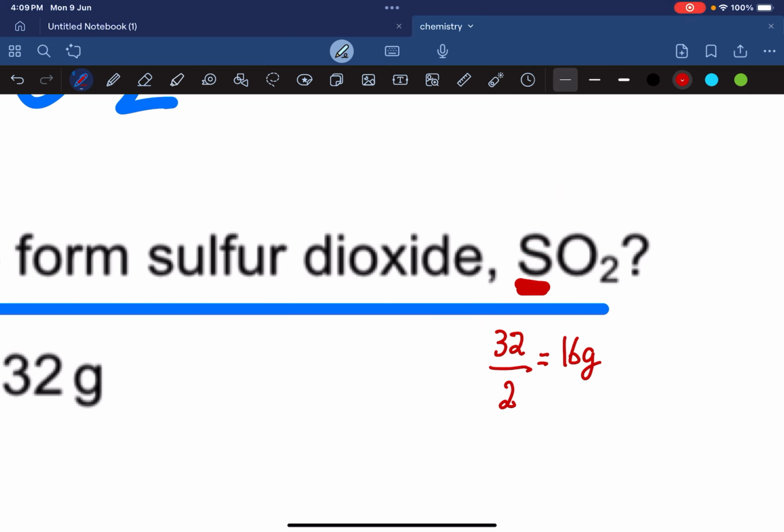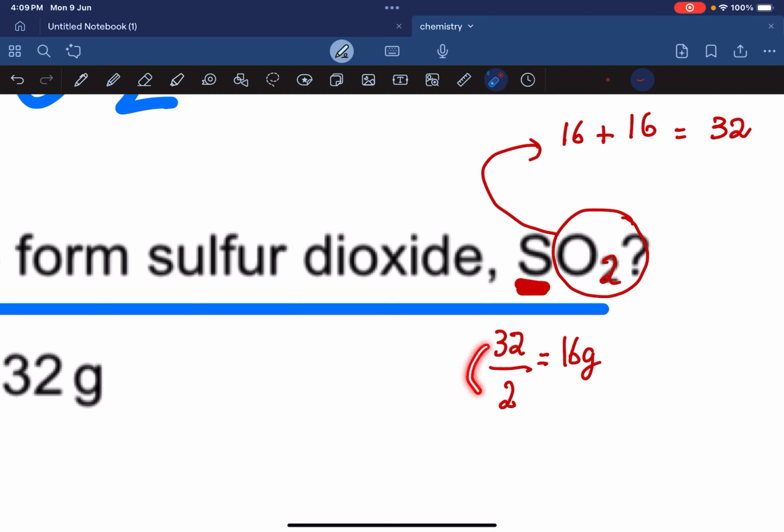Now, moving on to the next part, we have to find out the mass of oxygen that reacts with it. In this entire compound, how many oxygens are we taking? We're taking 2 oxygens, okay? So far clear? We're taking 2 oxygens. So look, 1 oxygen is 16 in the periodic table. 2 oxygens, 16 plus 16, is going to be 32. I hope you understand this, okay? Now, since we took half the sulfur, okay?